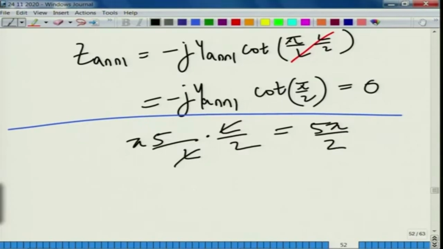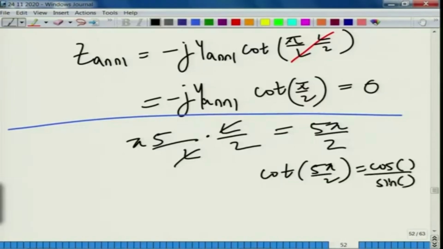Obviously when you take the cot of 5 pi by 2, that is cos of this argument by sine of this argument, this will also tend to 0. That means theoretically if you take L by 2, it is going to eliminate even higher order troughs, that is 5 by 2 into pi and so on.